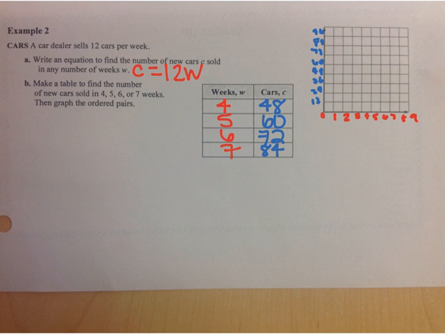Alright, so let's go ahead and plot this. So I'm going to go over to 4, the fourth line, so 1, 2, 3, 4, then go up to where 48 would be, which would be right here.